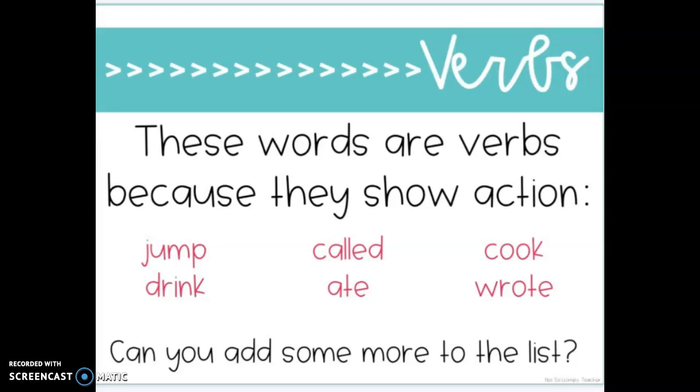Here's some examples of the words that show action. Jump, I bet you can jump. Drink, I bet you can drink. Called, I bet you can call someone. Ate, I bet you could have eaten something. Cook, I bet you could cook. And wrote, I bet you could have written something. Those are all action verbs because they're things that you can physically do. See if you can think about a few more while I go to the next slide.